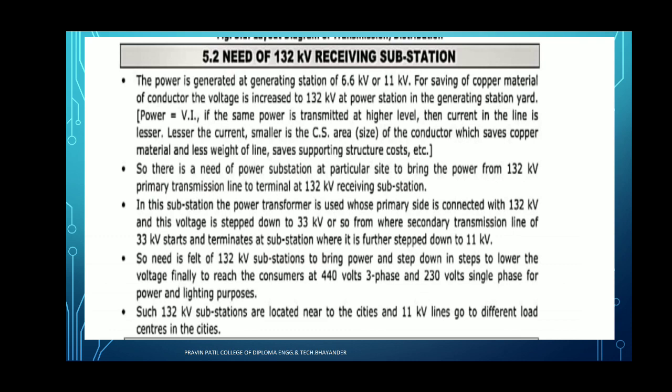So we have to see that the generating station has a generating voltage of 6.6 kV or 11 kV. For saving the copper material in the conductor, the voltage is increased up to near about 132 kV. That 132 kV is stepped down into 33 kV with the help of a step down transformer. Further, it is also stepped down into 11 kV with another step down transformer. So this 11 kV is directly fed to the feeder. Then after that, the feeder gives it to the distribution power plant.